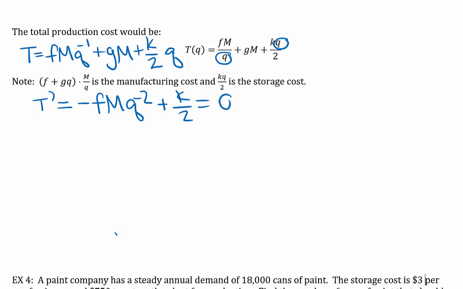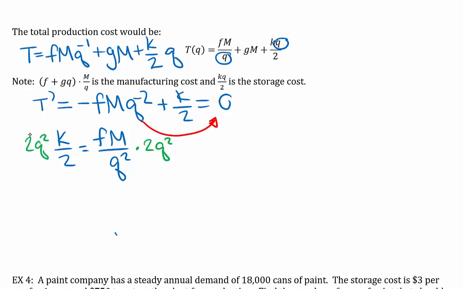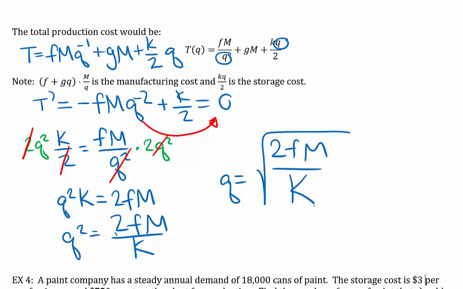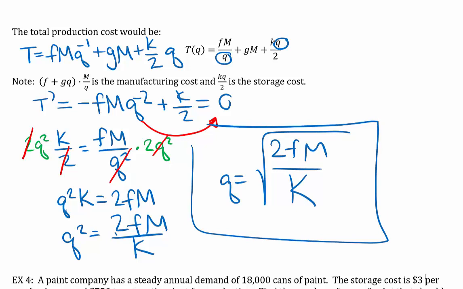I'm going to take this derivative and set it equal to 0. I'll add that negative term to both sides to move it to the other side. So K over 2 equals FM over Q squared. I wrote that Q to the negative 2 as 1 over Q squared. I'm going to multiply both sides by the LCD. This allows me to cancel 2's on the left and Q squareds on the right. So now I've got Q squared times K equals 2FM, or Q squared equals 2FM divided by K. So Q would equal the square root of 2FM divided by K. And so this is the number of items you should produce per batch in order to minimize the cost.